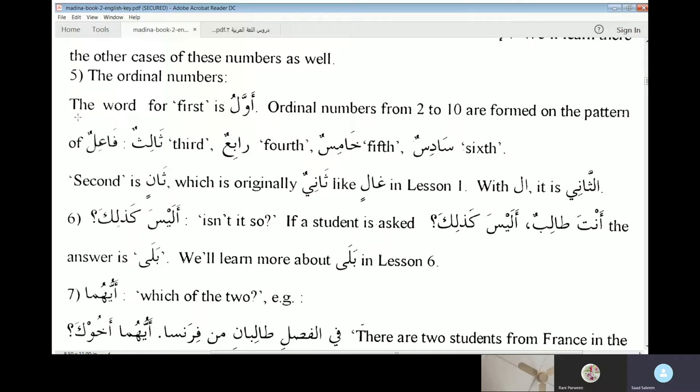Okay. And note that all these words are on the pattern of fa'ilun. Ordinal number means positioning numbers. Continue. Second is Sanin, which is originally Sanyun. Like all in lesson 1 with Al, it is Asaniyun. Not tanwin dhamma, Asaniyu. Yes, because of Alif Lam, we have omitted one dhamma.